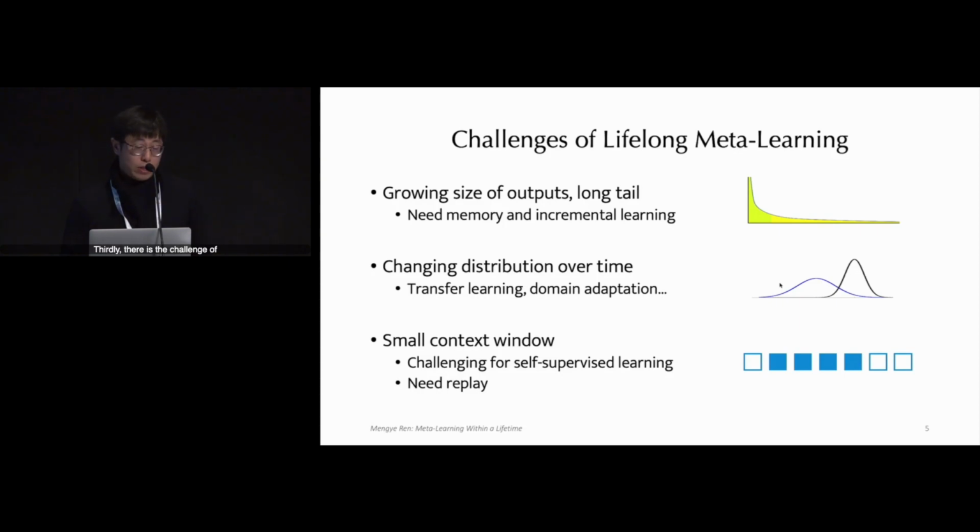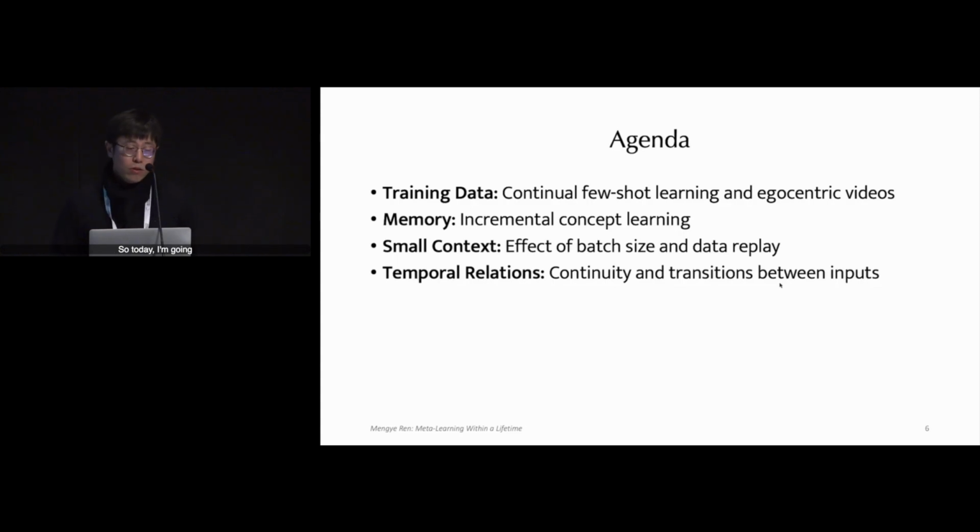And thirdly, there's the challenge of having only a very small context window. So for example, in self-supervised visual learning, algorithms would benefit from a larger batch just to compare different instances of images with one another. And it will be challenging for this online form of visual learning where your context is really similar and correlated. And in this case, you might want to do some, for example, data replay to increase the diversity.